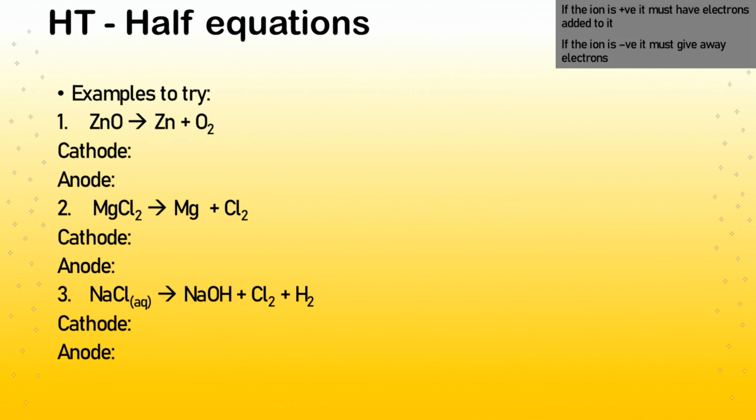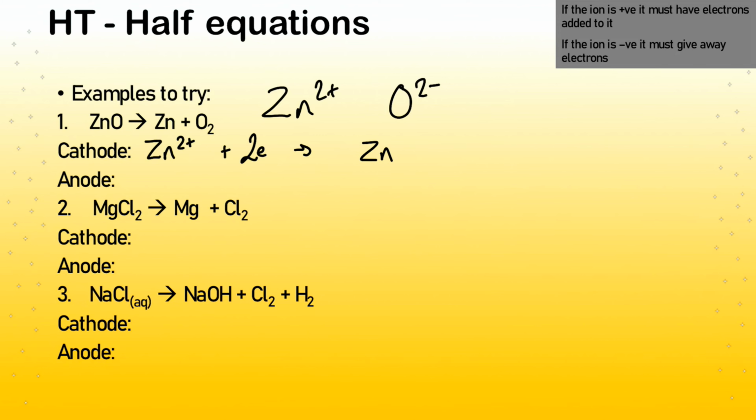Okay, so if you had a go at these, let's work through how to get to the answers. So zinc oxide here, we need to think about what ions we have. So we have Zn, which is 2 plus typically, and oxygen, which is 2 minus. So at the cathode, which is negative, we're going to have the positive ion going there, which is Zn 2 plus. It's going to go on to form Zn, and to get it from 2 plus to just neutral, we need to add 2 electrons.